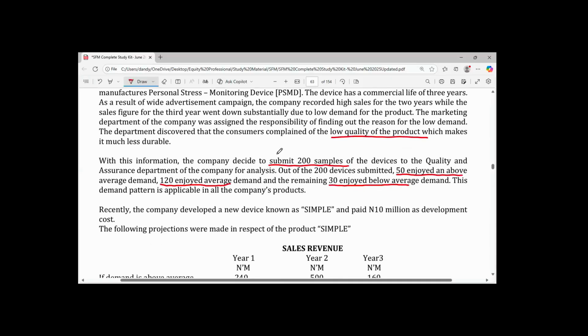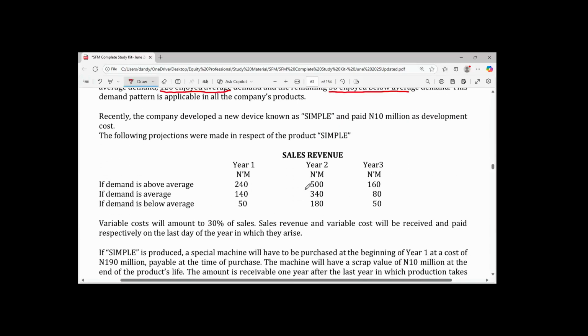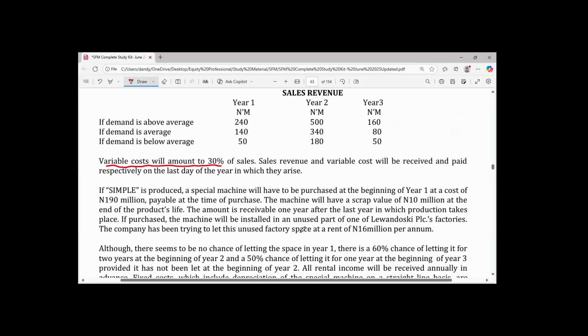Recently, the company developed a new device known as Simple and paid 10 million naira as development costs. The following projections were made in respect of the product Simple. Variable costs will amount to 30% of sales. Sales revenue and variable costs will be received and paid respectively on the last day of the year in which they arise. If Simple is produced, a special machine will have to be purchased at the beginning of year one at a cost of 190 million naira, payable at the time of purchase. The machine will have a scrap value of 10 million naira at the end of the product's life. The amount is receivable 1 year after the last year in which production takes place.